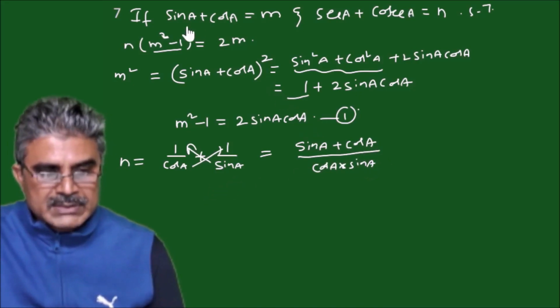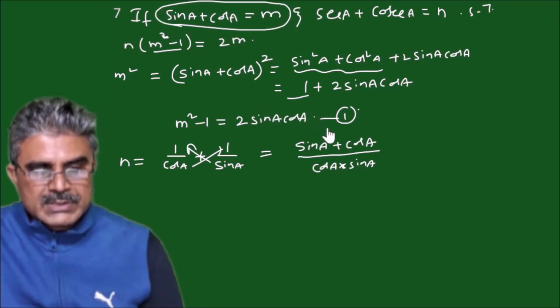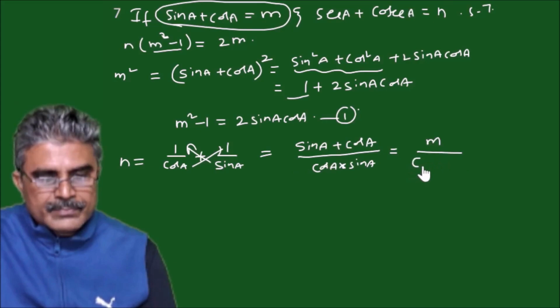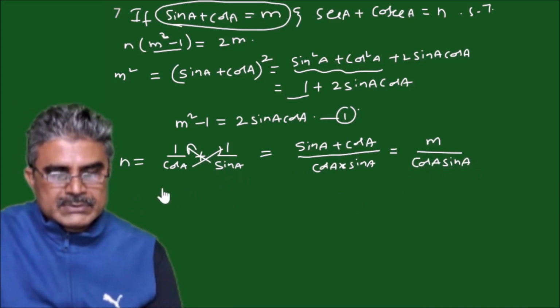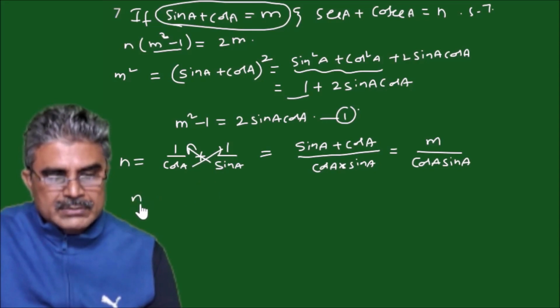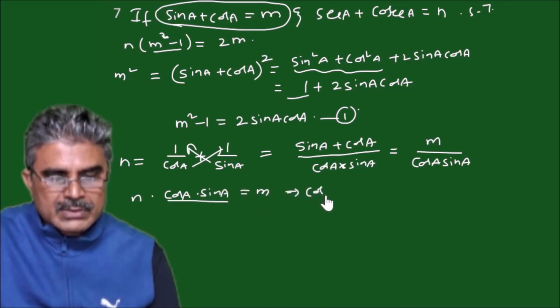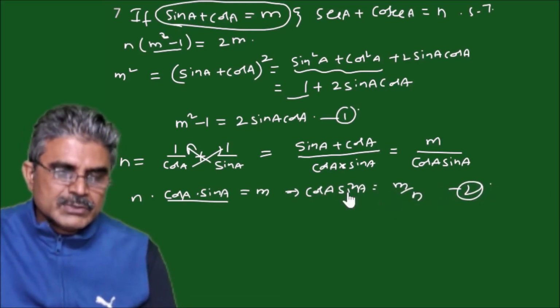Sin a plus cos a is m, that's what it is given. Sin a plus cos a is equal to m, so which is equal to m by cos a sin a. So just I want to reshuffle it, n into cos a into sin a is equal to m, or cos a sin a is equal to m by n. Let it be equation 2.